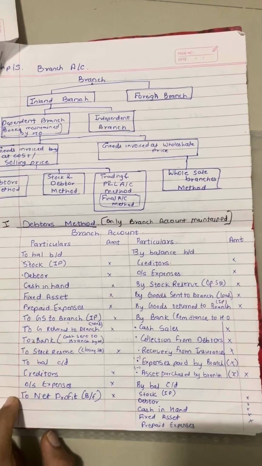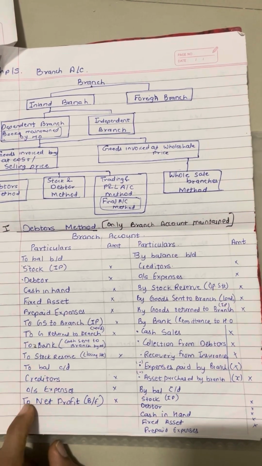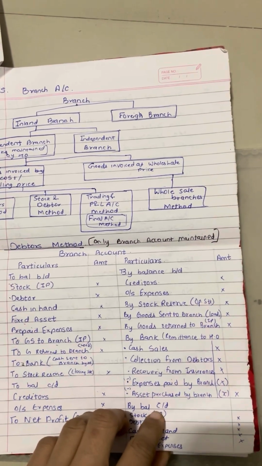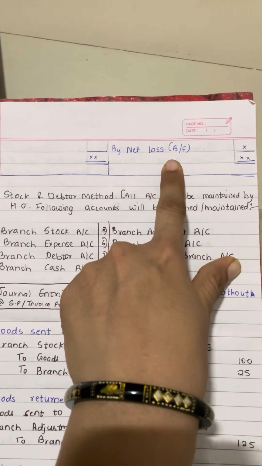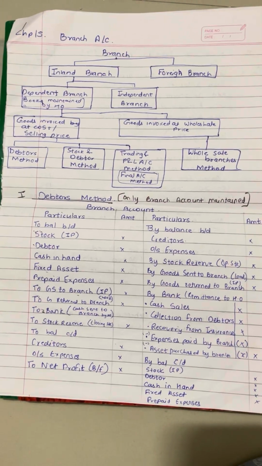If the debit side is lower, then we have to write by net profit, balance carried forward to net profit. And if the credit side is lower, then we will write by net loss, balance carried forward. Nothing more in debtors method.